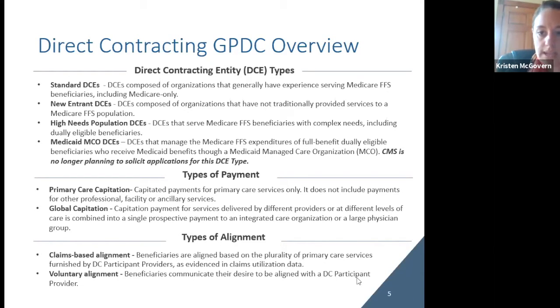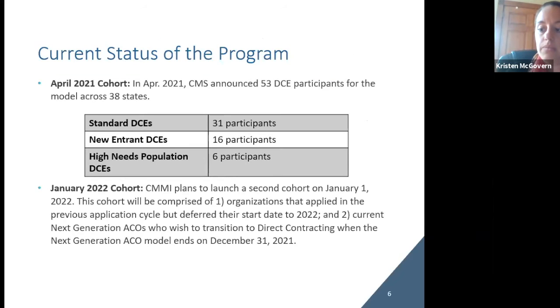So what is the current status of the program? And this is the last slide, and then we'll turn it over to our panelists to introduce themselves. As I mentioned, a geographic model was totally separate and has been put on hold for now. So the current status of the program that we're referring to here is really the global and professional direct contracting model. It launched with a first cohort of 53 participants in April 2021.